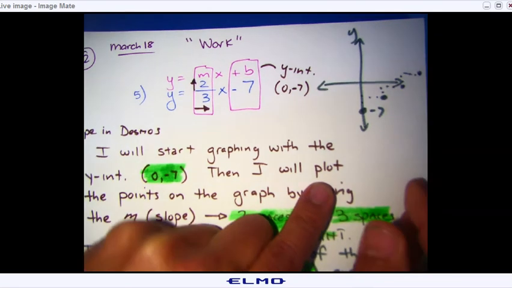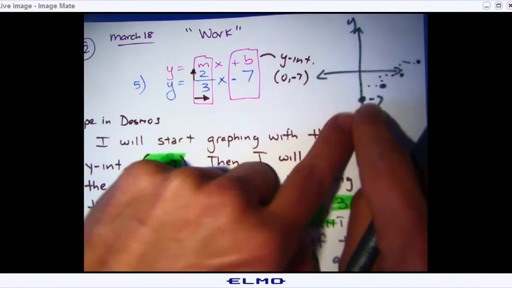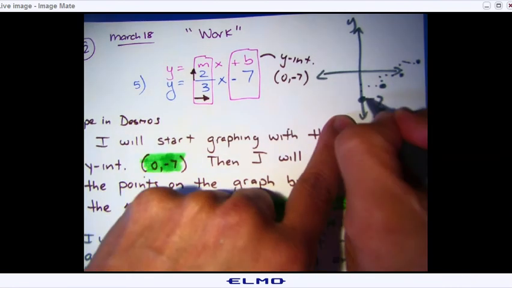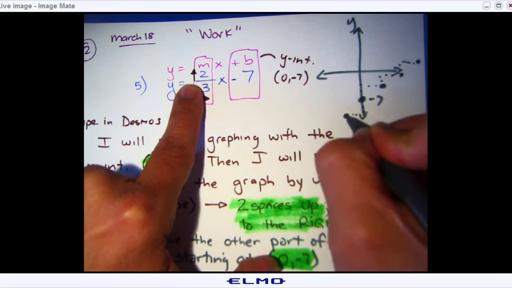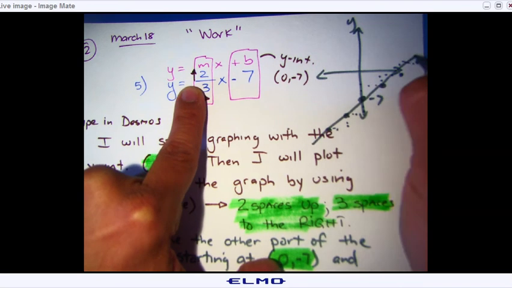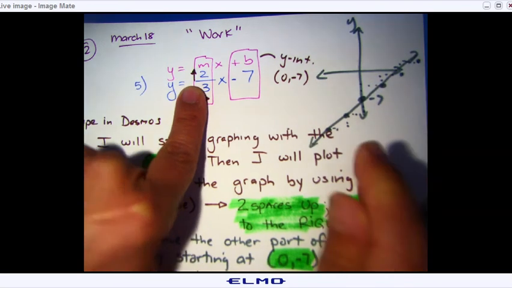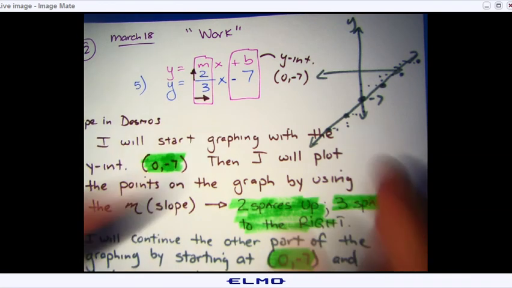Now it says you're going to do the opposite, but you're going to start at 0, -7. So now you're going to go down 2 and right 3, down 2 and right 3, and keep going. So your graph should be a straight line like that. Sorry, it's a little off, but you get the picture. All right, there you go for that one.